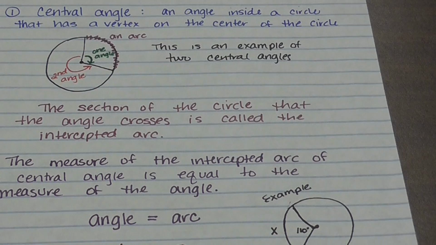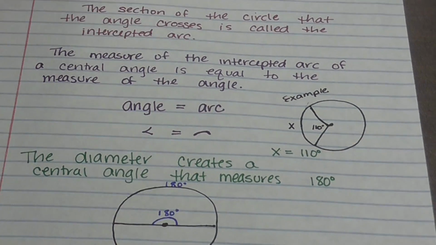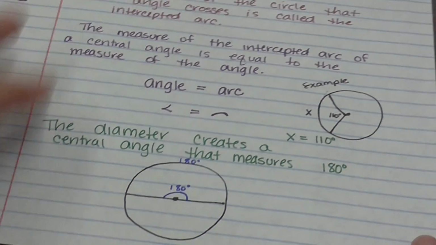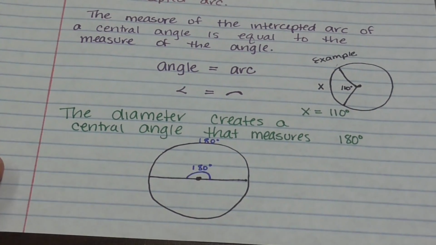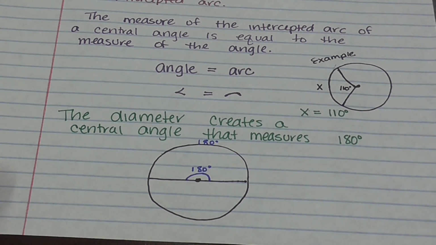The diameter creates a central angle that measures 180 degrees. Okay? The diameter looks like a straight line. So the straight line is 180 degrees, then the intercepted arc is 180 degrees, also known as a semicircle.